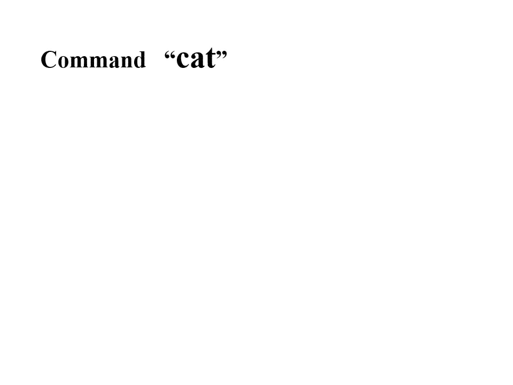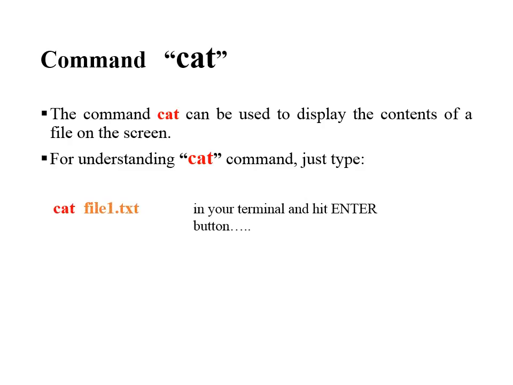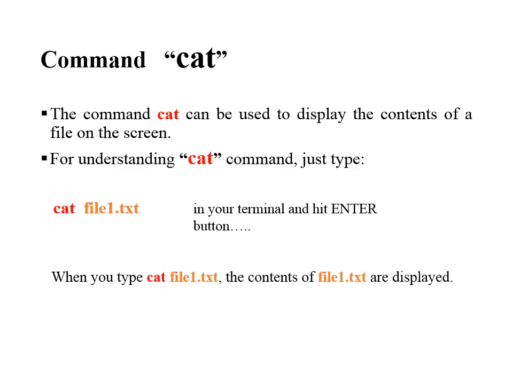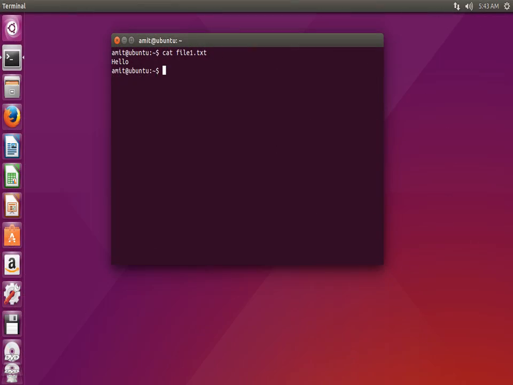Command cat. The command cat can be used to display the contents of a file on the screen. For understanding the cat command, just type cat space file1.txt in your terminal and hit enter. When you type cat space file1.txt, the contents of file1.txt are displayed, just like shown in the picture.